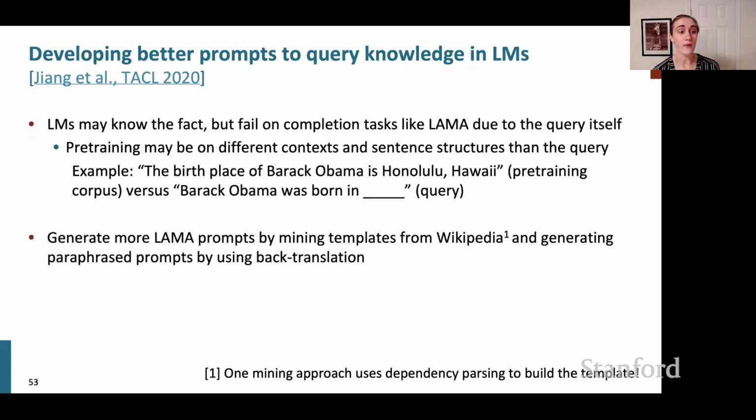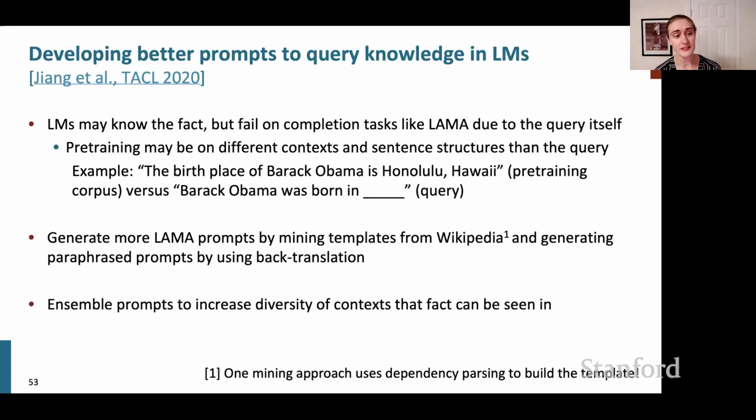So what they do is they generate a lot more of these prompts by mining templates from Wikipedia. One of their techniques actually uses dependency parsing, and also generating paraphrase prompts by taking inspiration from the machine translation literature and using back translation. So they generate a lot more prompts to try to query the language models and figure out, do small variations in the prompt trigger the correct prediction from the language model. They also experiment with ensembling prompts. So if we give the model multiple prompts and then take some probability averaged over these different prompts, can we improve the performance on the model returning the correct prediction? So we give it a higher chance of seeing a context that it might have actually seen during pre-training.